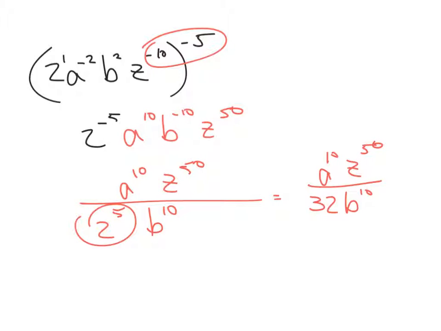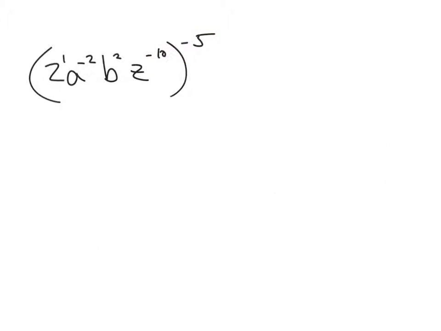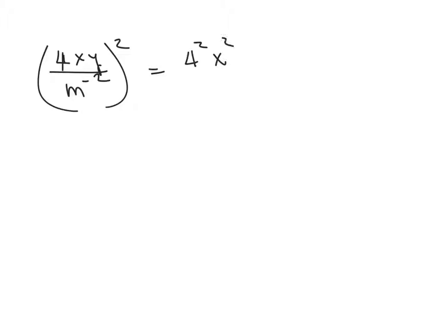All right, let's look at letter C. So we have 4xy over m to the negative 2, and we're going to square that. So this becomes 4 squared x squared y squared over m to the negative 2 times 2, negative 4.